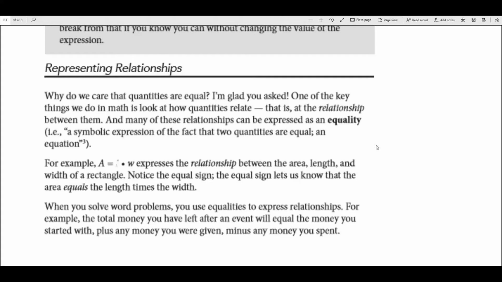For example, A equals L times W expresses the relationship between the area, length, and width of a rectangle. The equal sign lets us know the area equals the length times the width. So when you solve word problems, you use equalities to express relationships. For example, the total money you have left after an event will equal the money you started with plus any money you were given minus any money you spent.